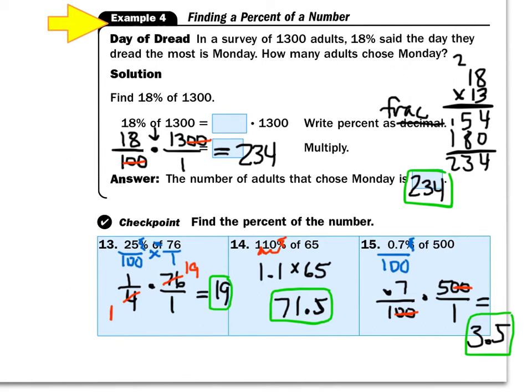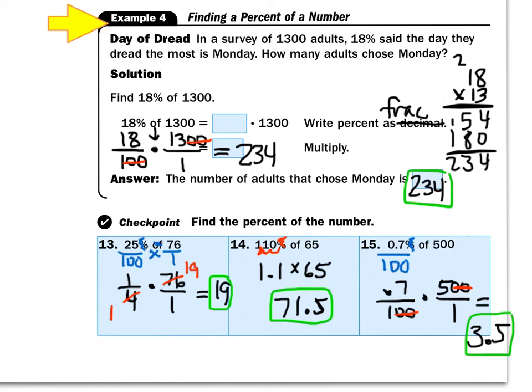So write 25 over 100 and cross out the percent sign. So, and reduce. 25 over 100 is just 1 over 4. The of means multiply, and write 76 like a fraction, 76 over 1. And then cross cancel. 4 goes into 4 once, 4 goes into 76 19 times. And so 1 times 19 is just 19.